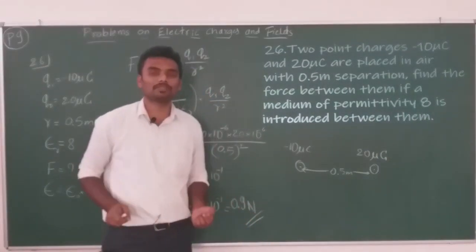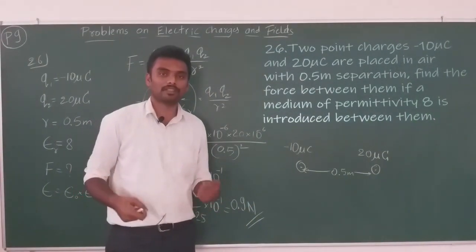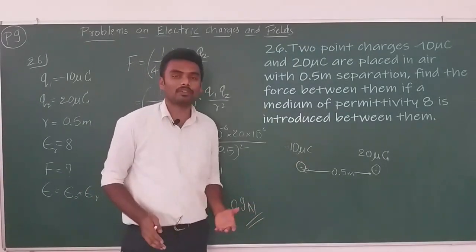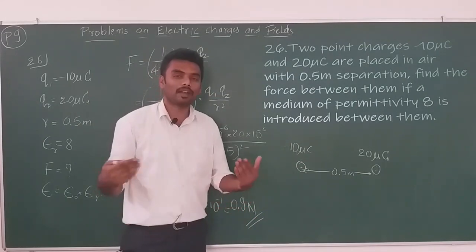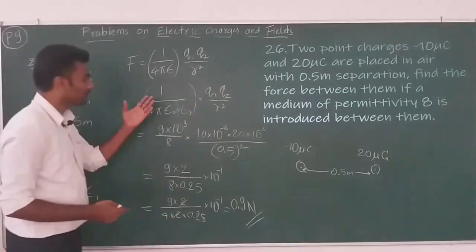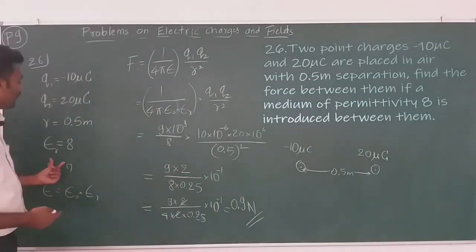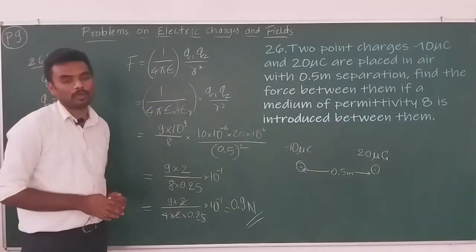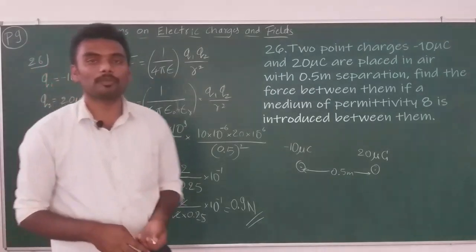Now, if they ask you to find the nature of the force, whether the force is attractive or repulsive, it is quite simple. The charges are of opposite sign, so they always attract each other. Clear with this? How to put this epsilon r into the formula is what is new in this problem as far as the previous problems are concerned.